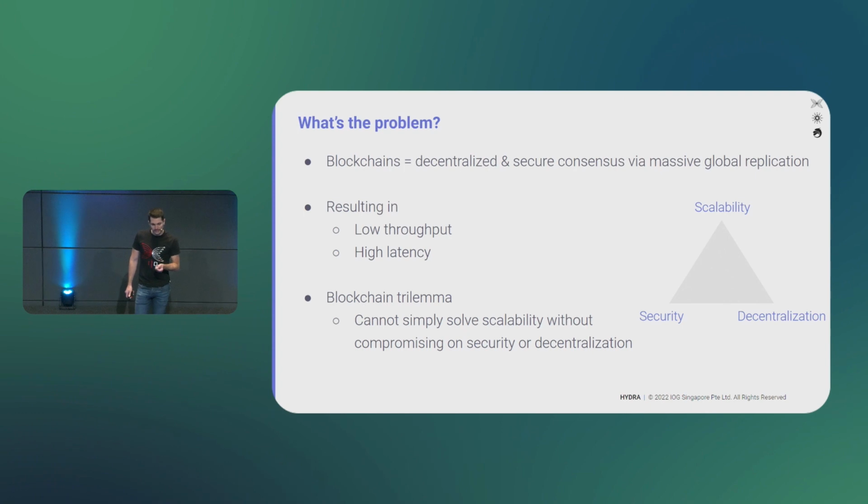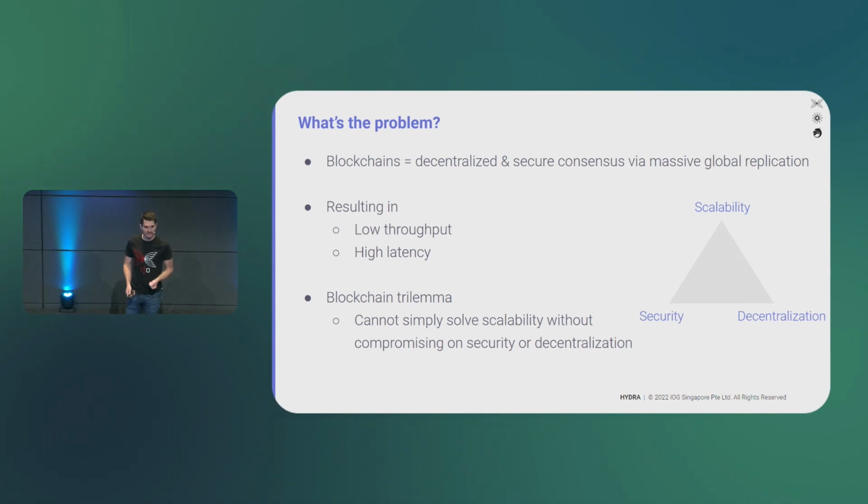And the problem with this, as any blockchain is facing, is that while it solves many issues by decentralization and fancy consensus mechanisms, where Ouroboros is very good, very efficient, it still requires massive global replication, and this usually means lower throughput and higher latency than traditional systems.